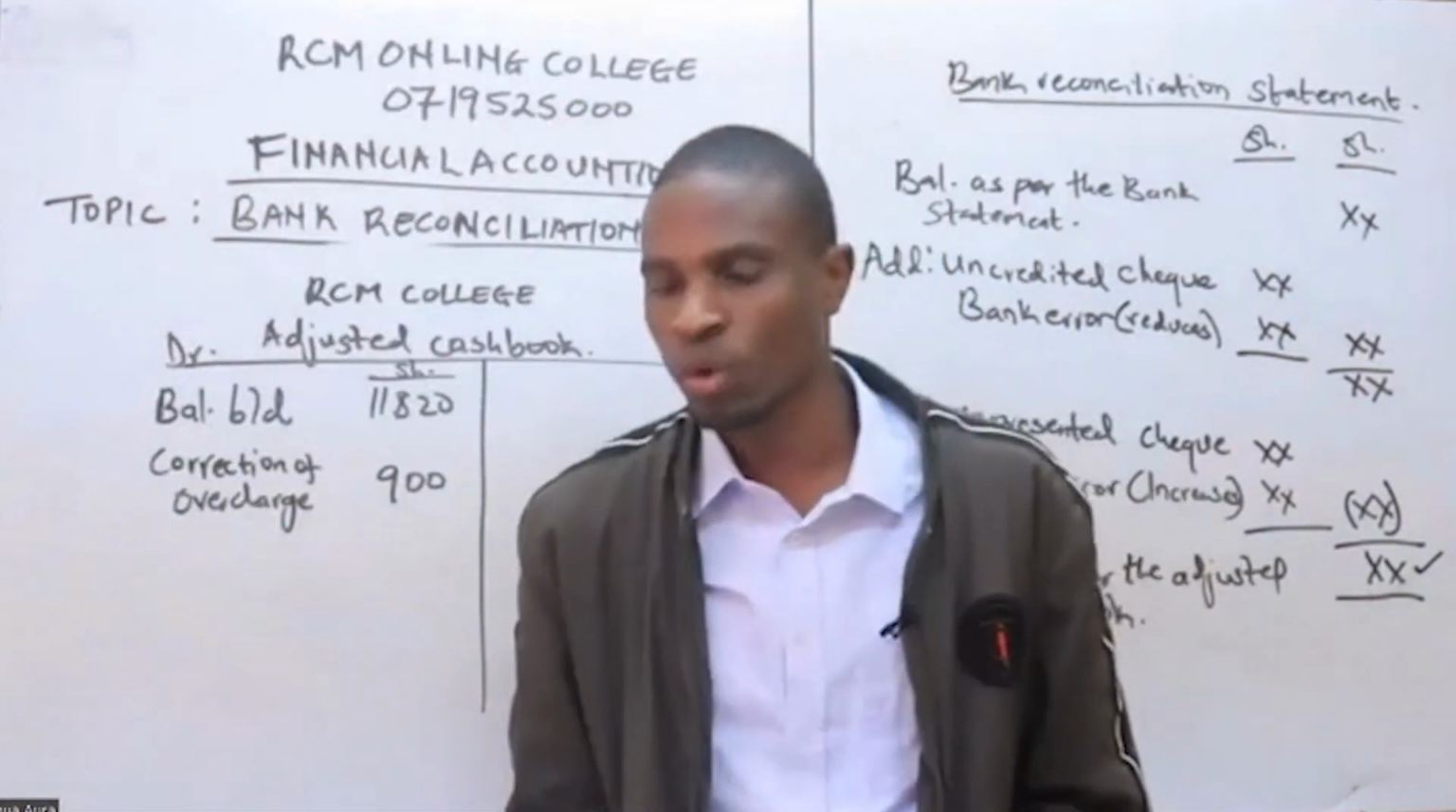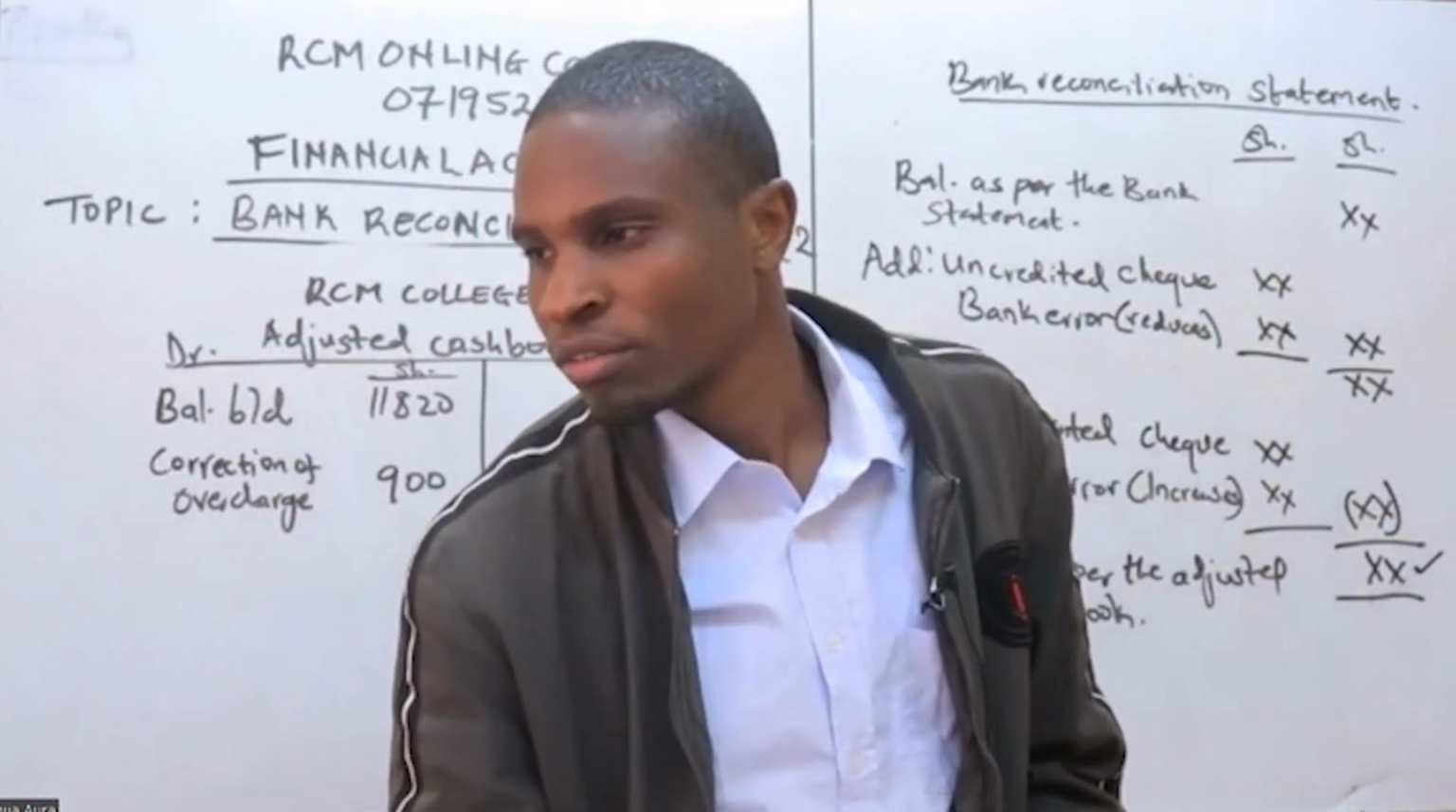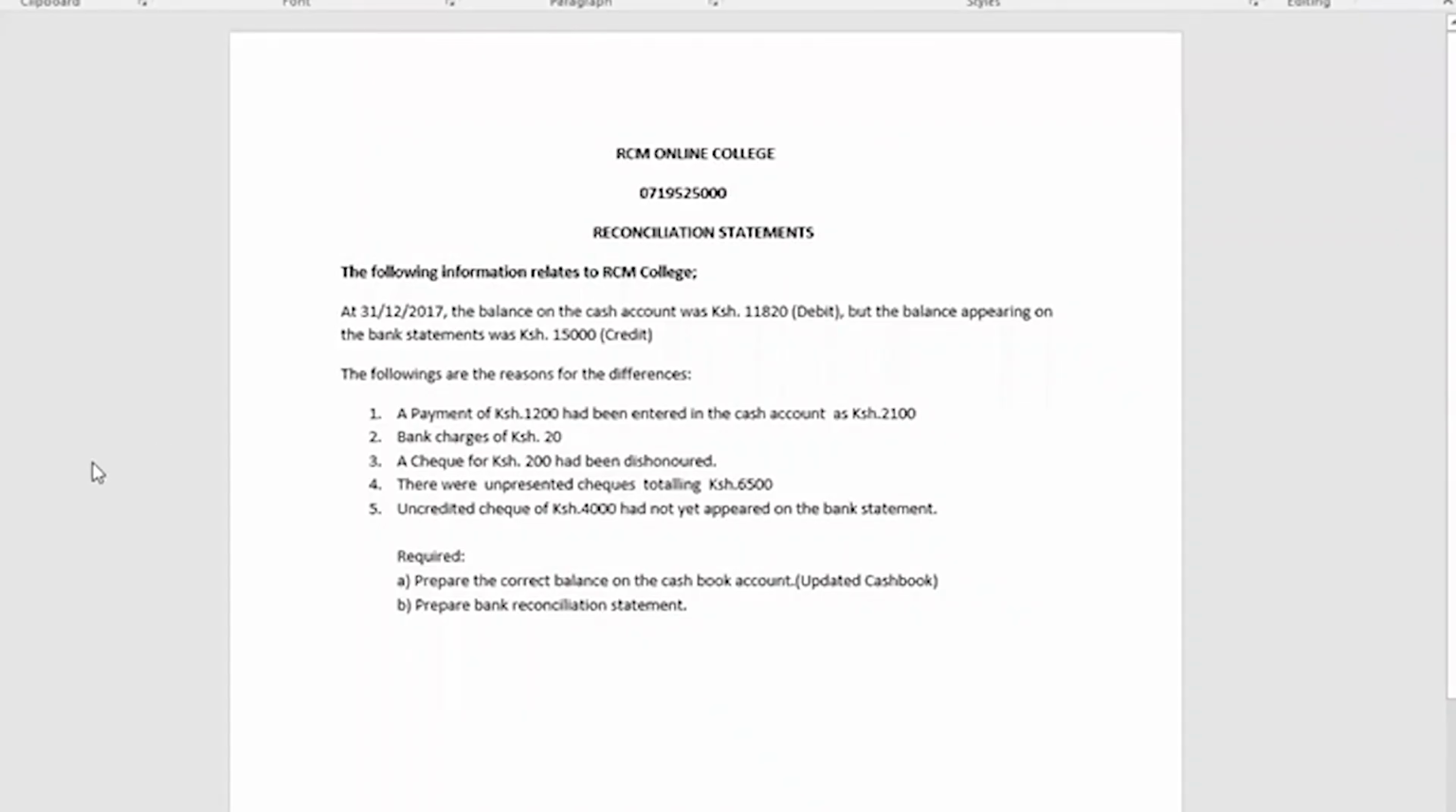Then we look at the next one. The next one had something to do with bank charges. Yes, bank charges of 20. We said that one is a credit. So we have bank charges of 20. Then we have a check for 200 that had been dishonored. So for the dishonored check, still we credit the amount. If we had anything to do with the standing order, we could have credited.